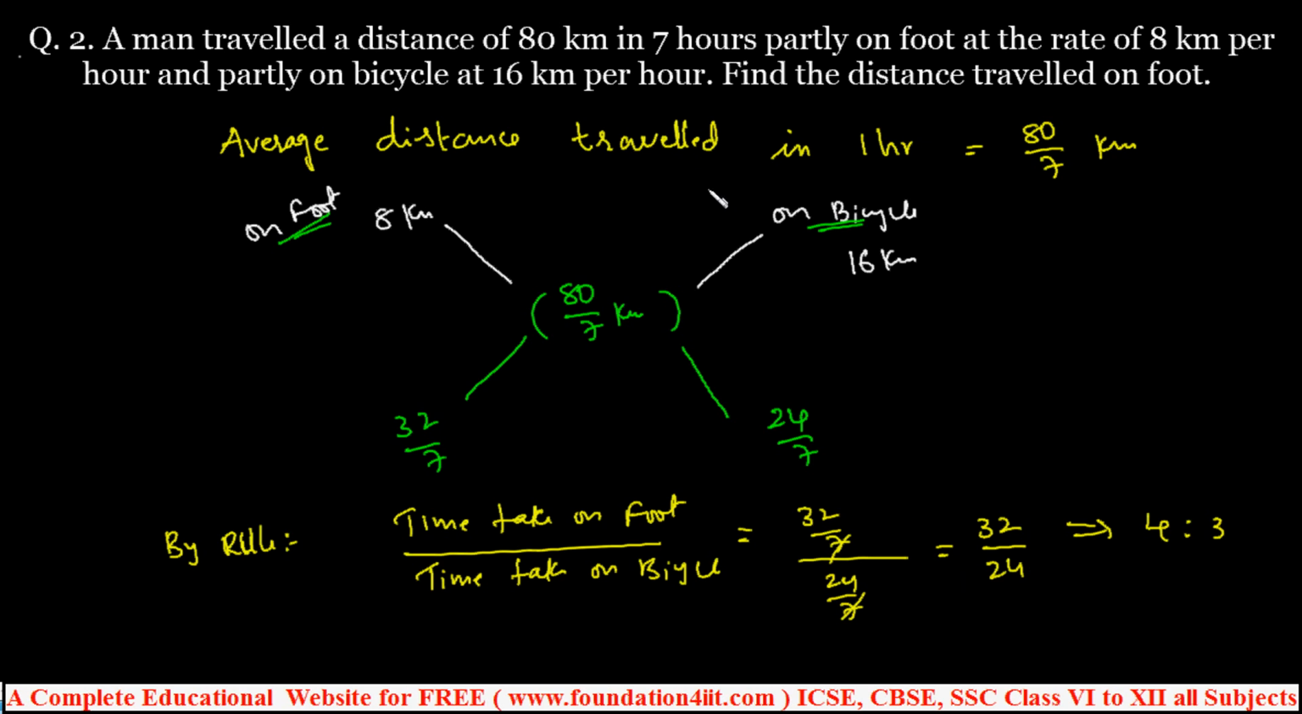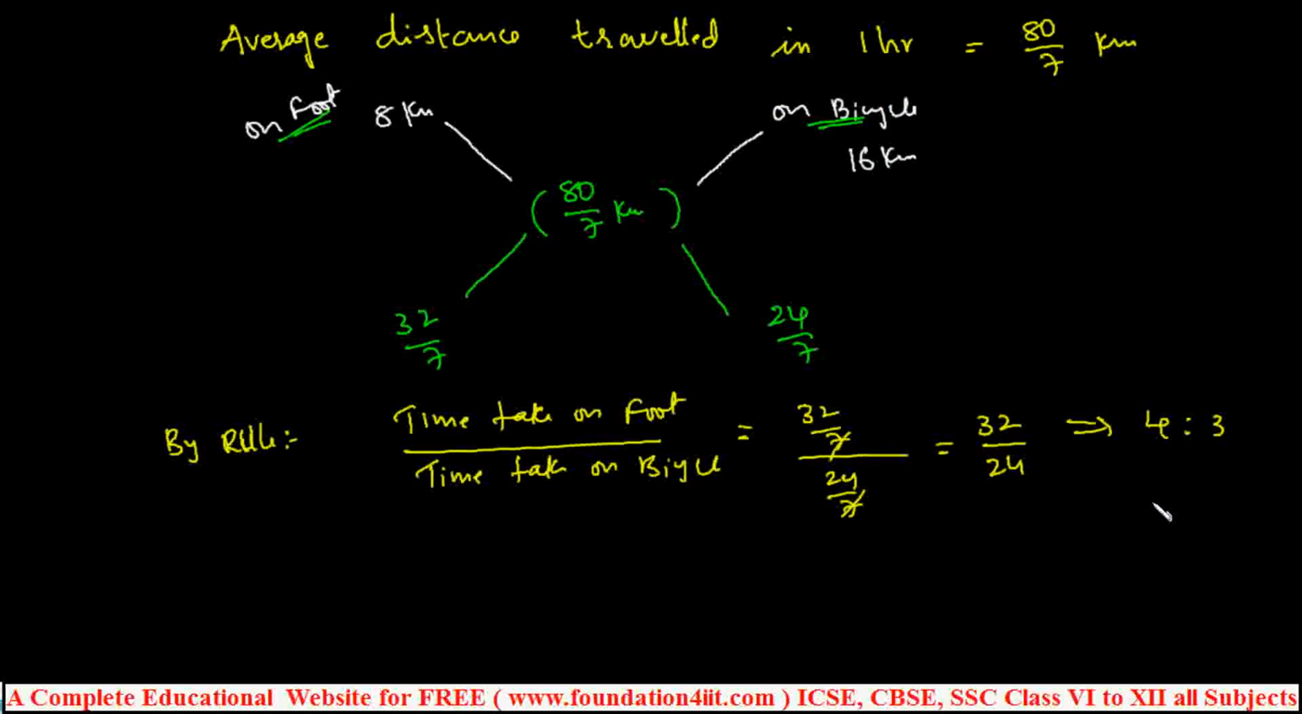That's it. Now to this 4 is to 3 ratio we can divide the time. Total he traveled 7 hours, and the ratio is 4 is to 3. So out of 7 hours, it took 4 hours on foot, because the same ratio we got. 4 plus 3 is equal to the same 7 hours. So 4 hours on foot, 3 hours on bicycle.